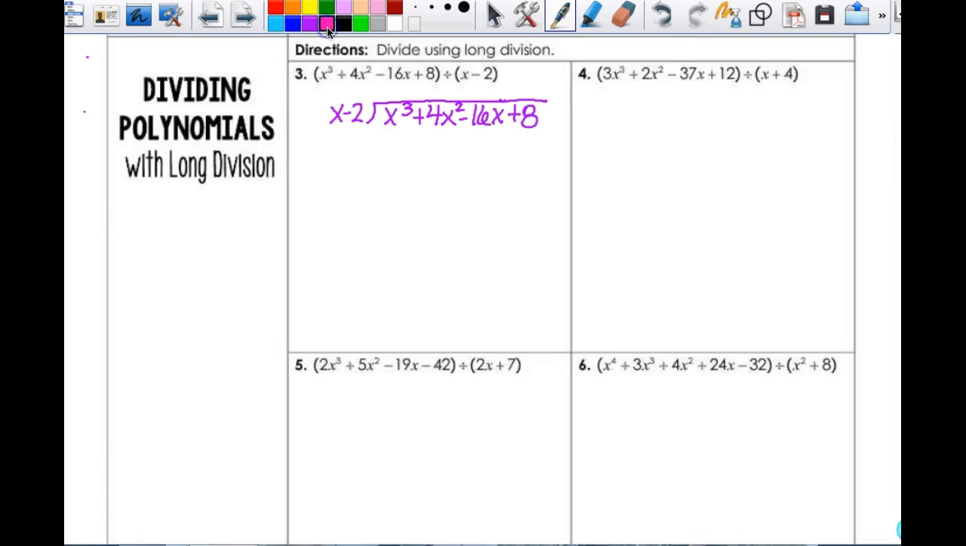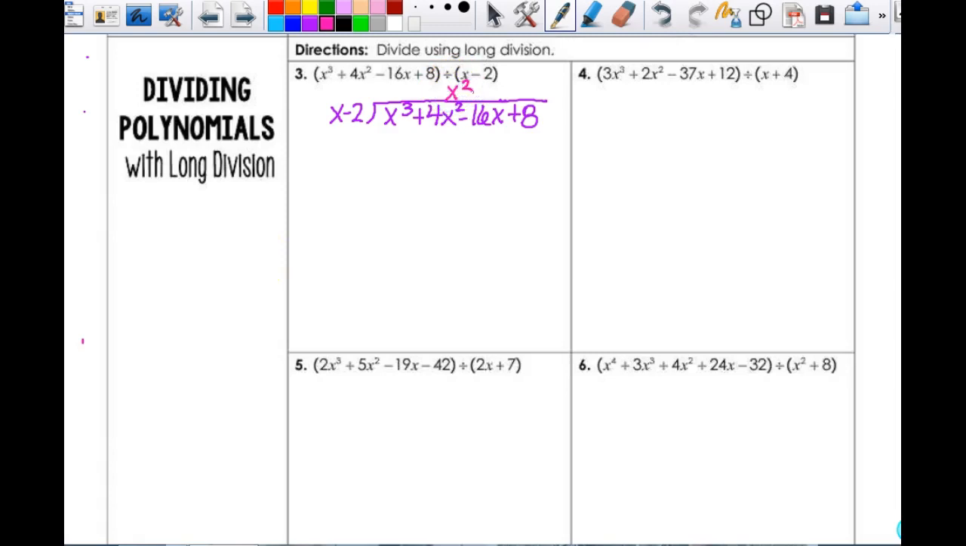Okay? So when you do this, does that negative 2 mean anything when I start? No, I don't have to worry about that when I'm figuring out what to put on the top here. I just look at x and this first term here. So if I divide x into x cubed, what do I get? X squared. So I put that above the x squared term here.